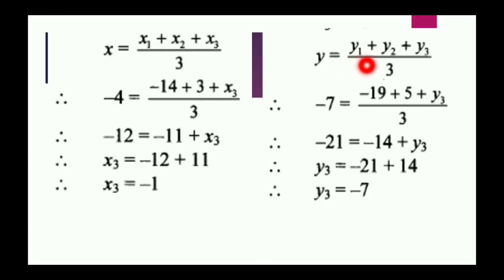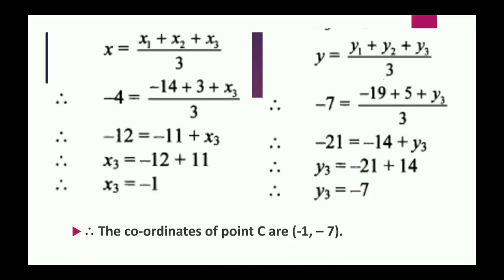y is equal to y1 plus y2 plus y3 upon 3. y value is -7, so -7 is equal to -19 plus 5 plus y3 upon 3. Don't think the teacher is reading as it is. It's all the values of y1, y2 and y3. We don't know the value, and y value, okay, is -7. So let's do the calculation. -7 multiplied by 3 is -21 is equal to -19 plus 5, that is -14, plus y3. y3 is equal to -21 plus 14, that is y3 is -7. Therefore the coordinate point of C is (-1, -7).